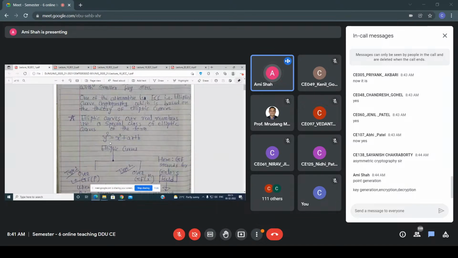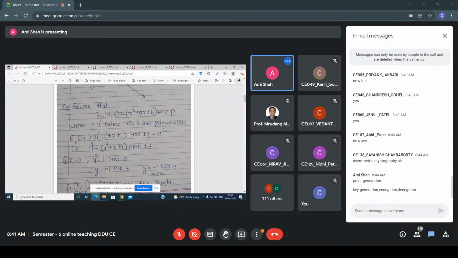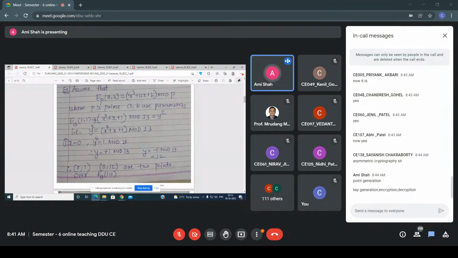Now, all of you know that in elliptic curve cryptography, we have the equation y square equals x cube plus ax plus b. In your first lecture, I explained how to do the point generation. I will explain one or two points from the first example, and the algorithm you have to understand by yourself, right?